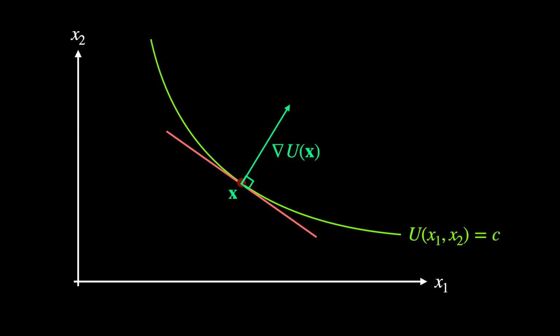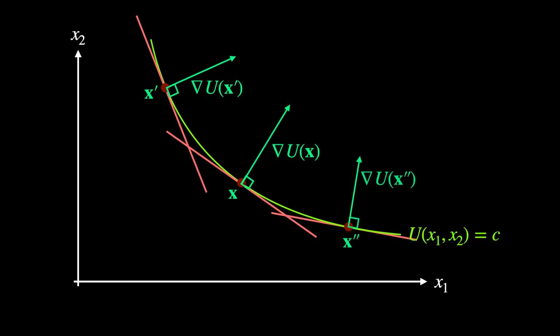For nonlinear indifference curves such as this, the gradient vector at each point will be different. At point x prime, it looks like this. At point x double prime, it looks like this. As an aside, if you read up more about gradient vectors, you will soon learn that they always point in the direction that the function increases fastest.